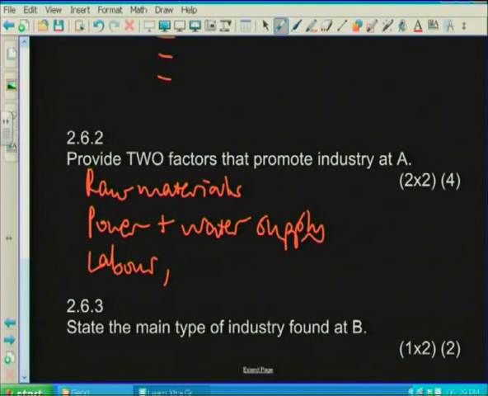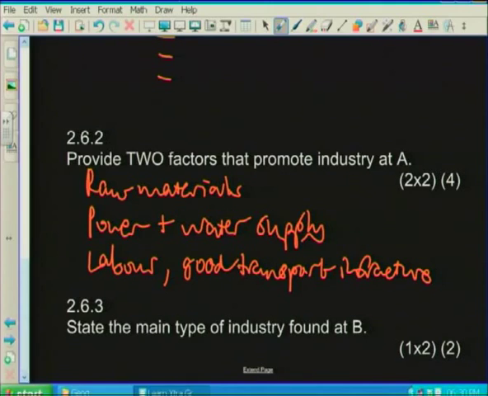Good transport infrastructure. All of these are good ideas, but we only need 2. So I've given more than what's required here. You would have got 2 marks for that, 2 marks for saying there must be enough power supply, 2 marks for saying there must be enough water supply, 2 marks for talking about the cheap labor, the availability of labor, etc. And then another 2 marks about roads and railways and those sorts of things as well.